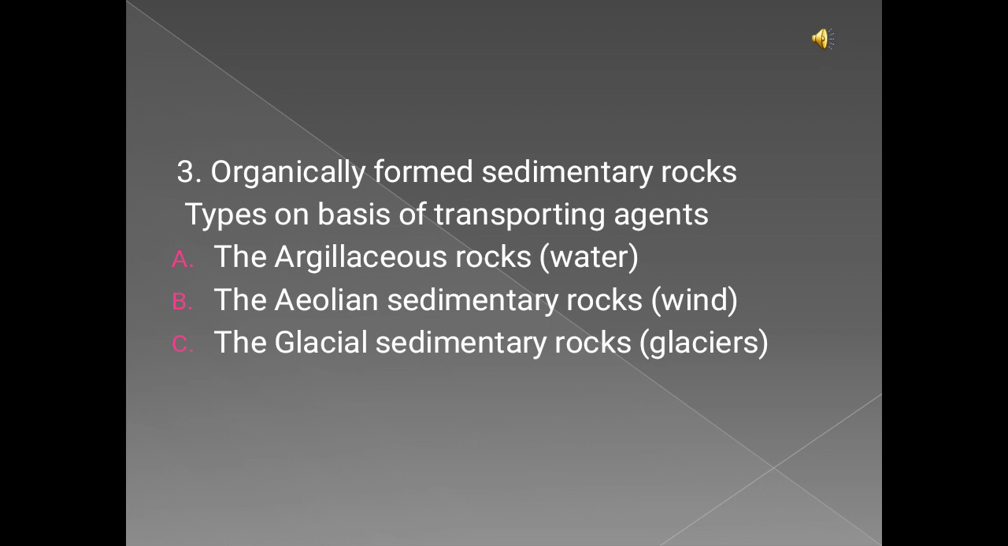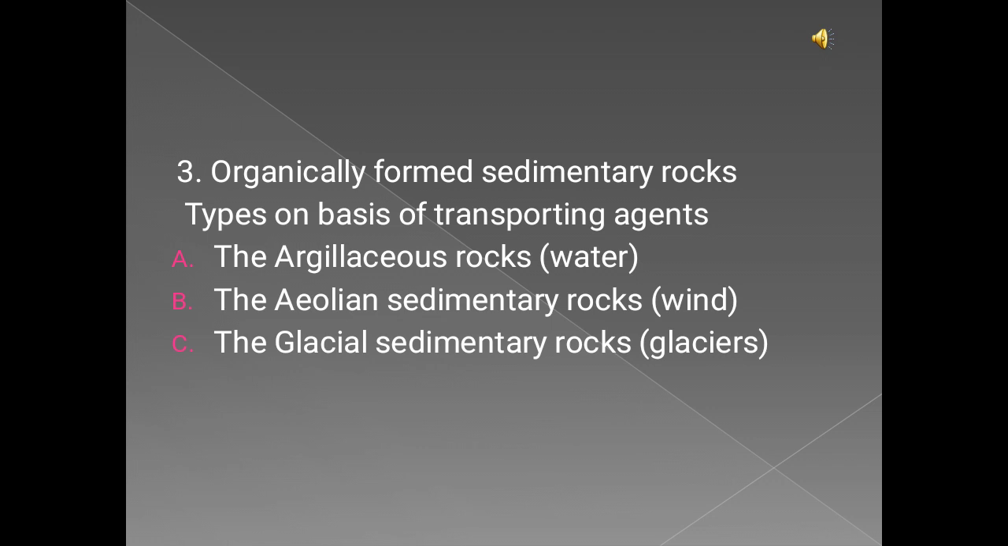That is riverine sedimentary rocks. Riverine sedimentary rocks means those found in the river beds. Then the lacustrine sedimentary rocks. These are found in the lake beds, in the lakes. And the marine sedimentary rocks, these are found in the seas and ocean beds. So these are the three types of the argillaceous rocks.